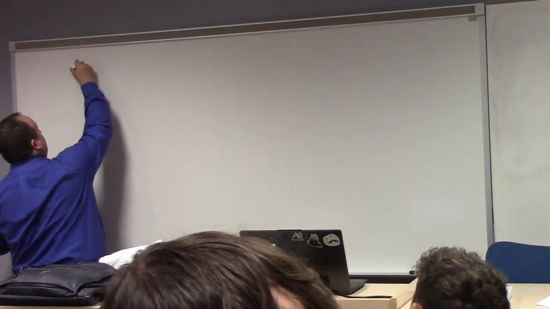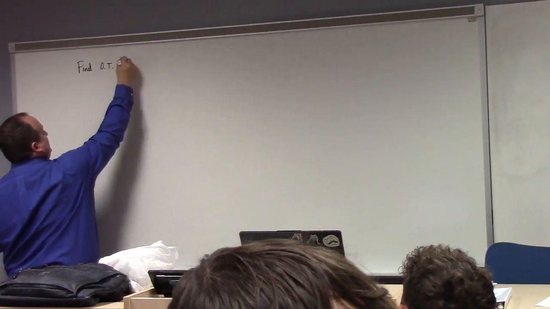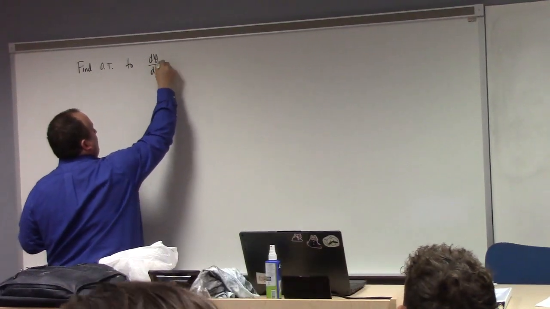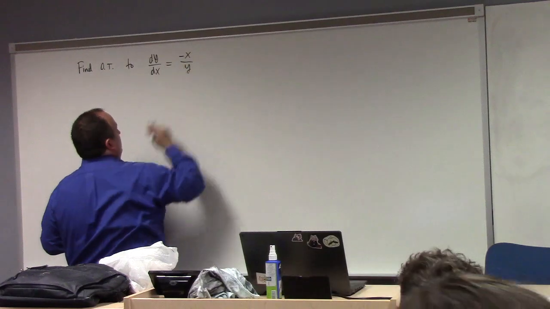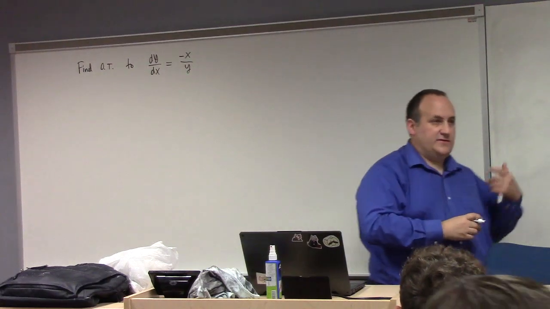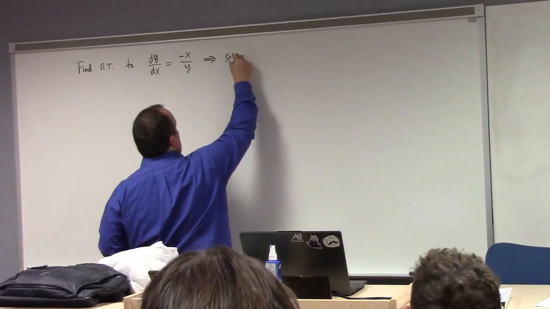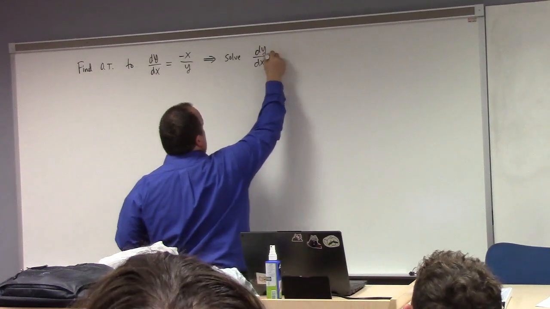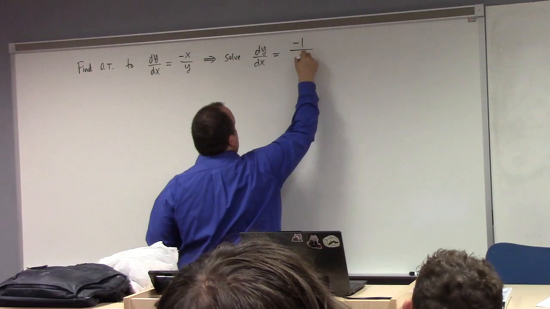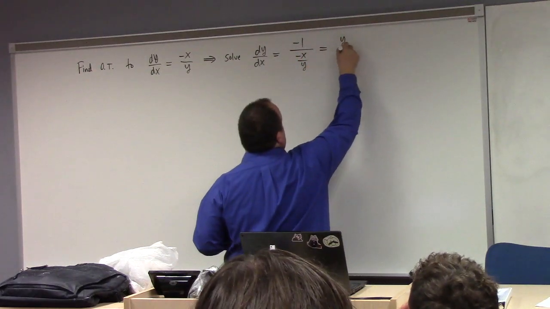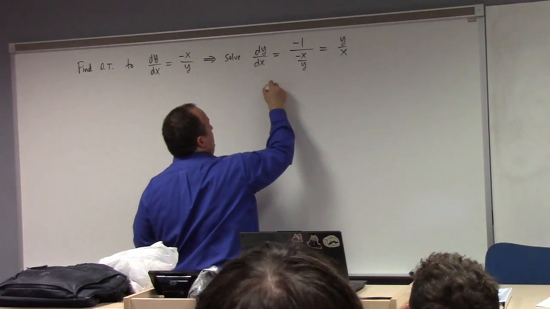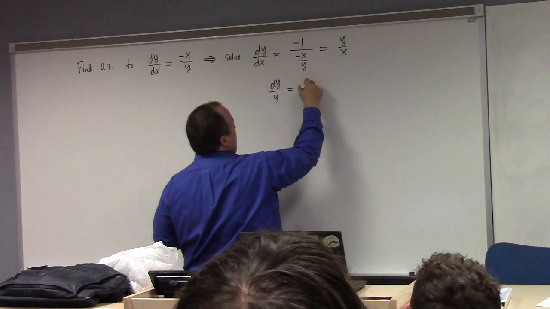So problem 1, we're supposed to find the orthogonal trajectories to dy/dx equals minus x over y, right? So you're looking for curves which are perpendicular to the solutions of this differential equation. What that means is we need to solve not the problem that's given, but the one which has the negative reciprocal slopes of what you're given. Now that is just y over x. And so what you've got yourself into here is dy over y is equal to dx over x.